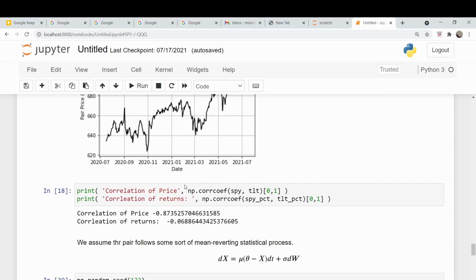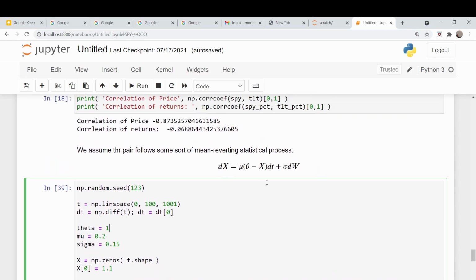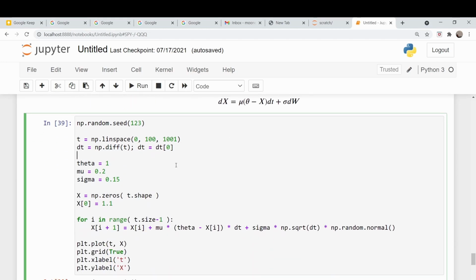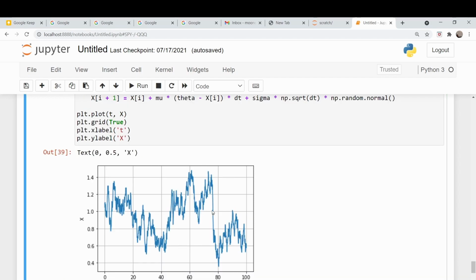So what we're going to do in subsequent videos is assume that these pairs follow some sort of mean reverting statistical process, one called the Ornstein-Uhlenbeck process, which is shown here. You'll see this written different ways with the mu and theta interchanged, but the book that I'm looking at does it this way, so I'll keep that nomenclature. I've generated some random data here that follows this process with theta set equal to 1, mu set equal to 0.2, and sigma to 0.15. I generated a bunch of points, and you see it oscillates about the value I set for theta.